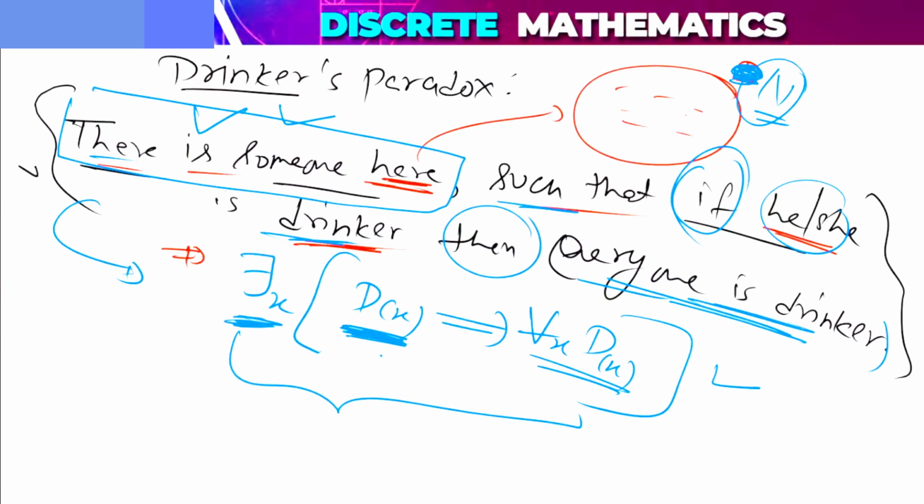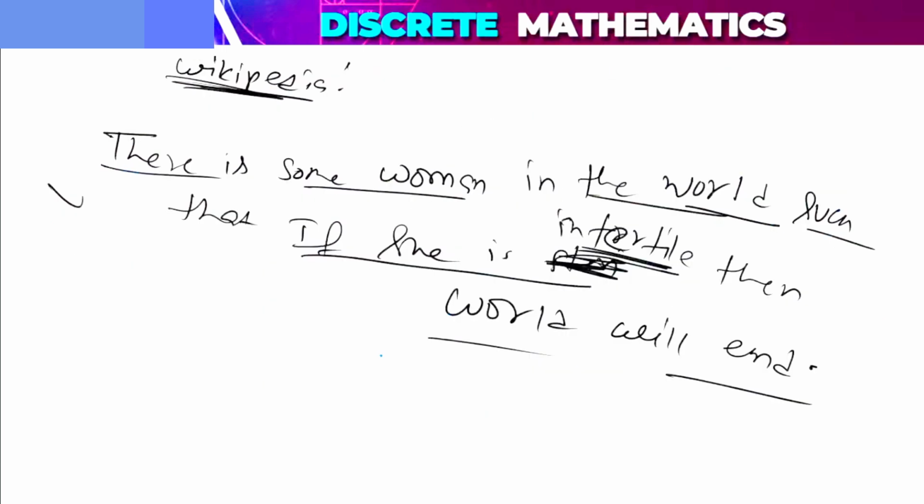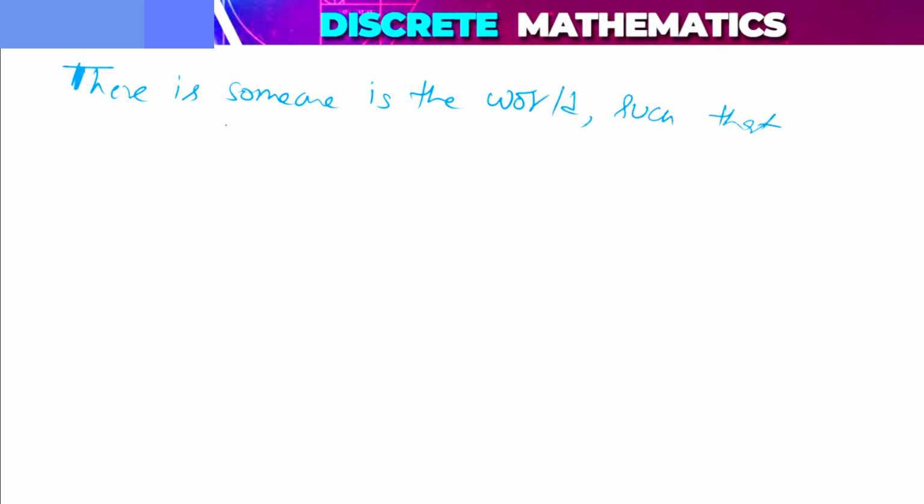This is an interesting thing actually. Why is it happening? Let me tell you why it does not make any sense to normal people and why it makes sense to discrete mathematics people. If you give this statement to any normal person who does not know discrete mathematics, that there is someone in the world such that if he or she is a drinker, then everyone is a drinker.